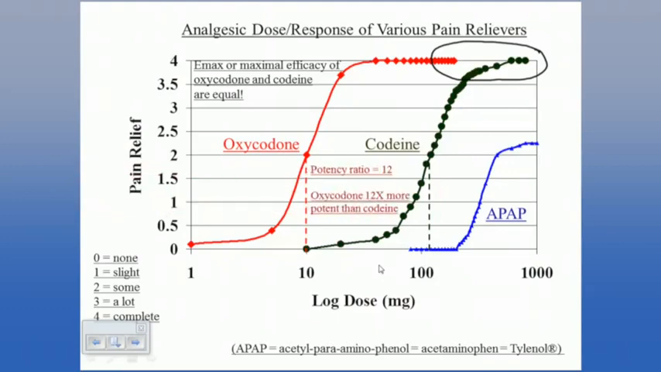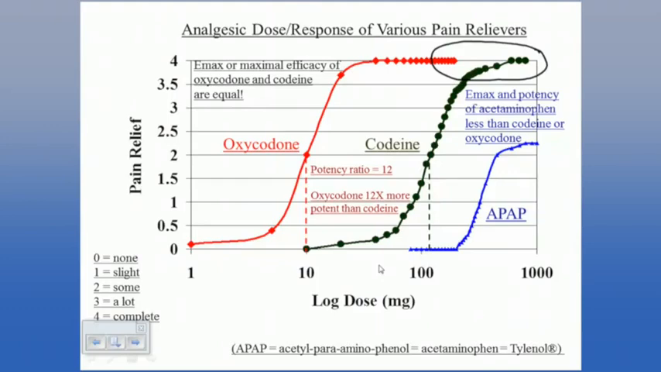If we look at the potency of the 2 drugs, however, we see that oxycodone is ballpark 12 times more potent than codeine. So a more potent drug, but an equally efficacious drug. And then over on the right-hand side, you can appreciate that the dose-response curve for APAP or acetaminophen shows that it is less efficacious and less potent than either codeine or oxycodone.